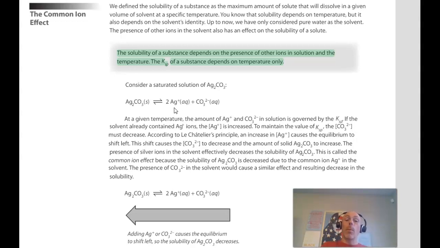Meanwhile, if there were some way to remove either of these ions, silver ions or carbonate ions, which in fact there are, that would increase the solubility of silver carbonate because it would essentially decrease the concentration of the product, causing the equilibrium to shift to the right. So again, ions that are in common with one of the two ions of a salt whose solubility we are contemplating will decrease its solubility, and we're going to learn mathematically how and why.